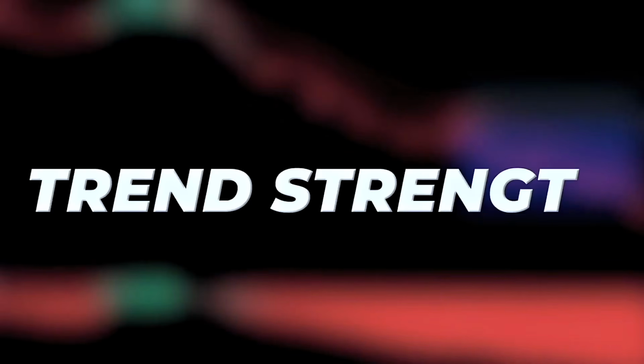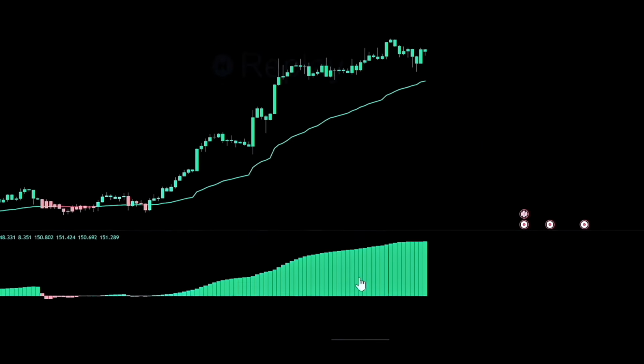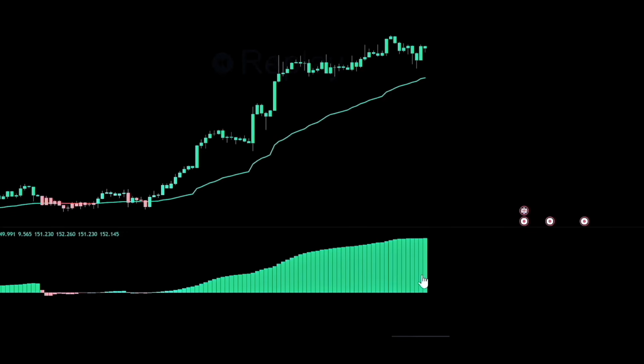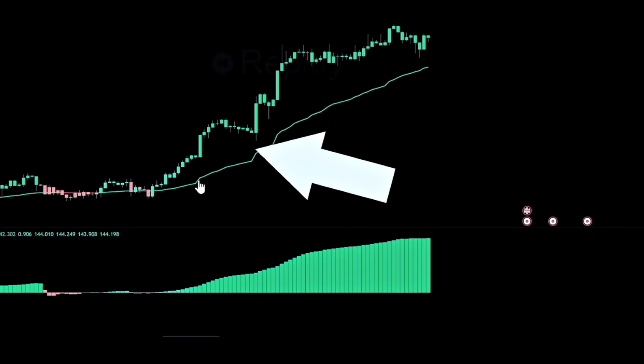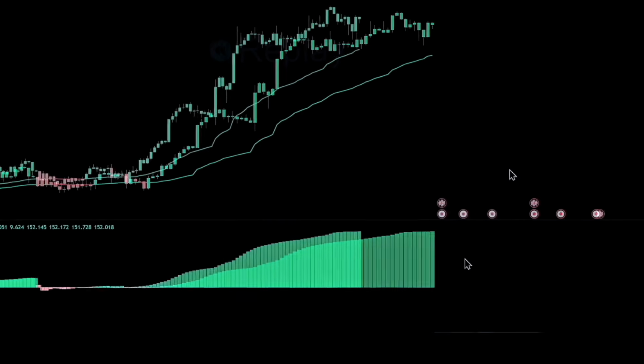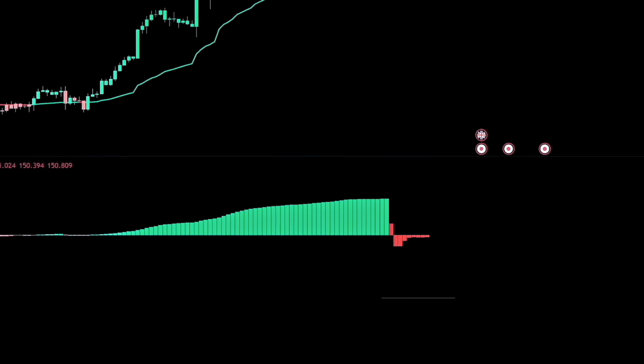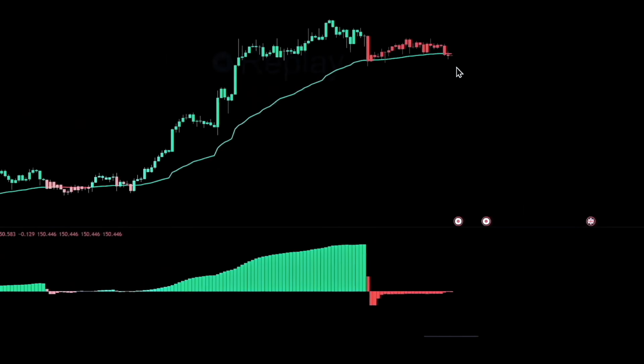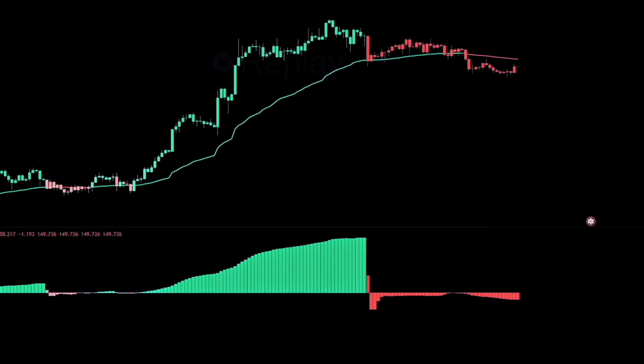Next, gauge trend strength with the histogram. Tall bars moving away from the zero line signal accelerating momentum. Think big players driving the trend. Shrinking bars heading towards zero hint at fading momentum, often a heads up for a reversal.